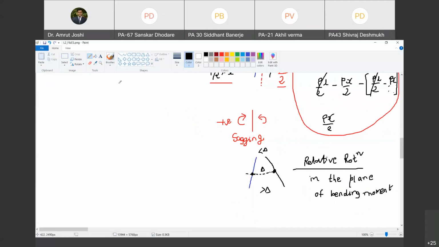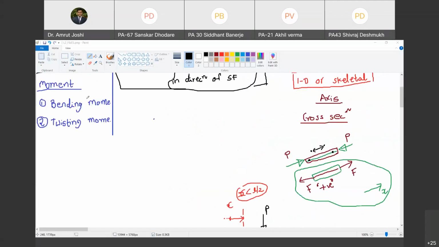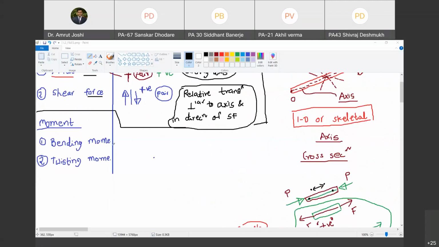So let us try to write down the effect of this rotation. So what is the effect of bending moment? You are going to have relative rotation in the plane of bending moment. In whichever plane the bending moment lies, this relative rotation will occur in that plane.